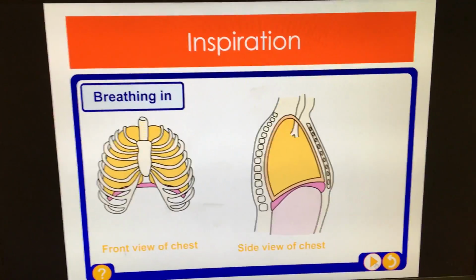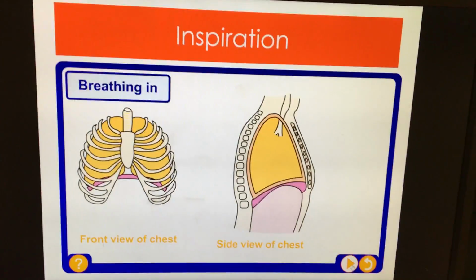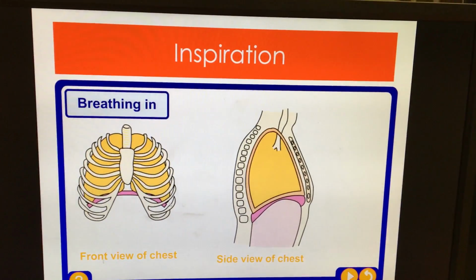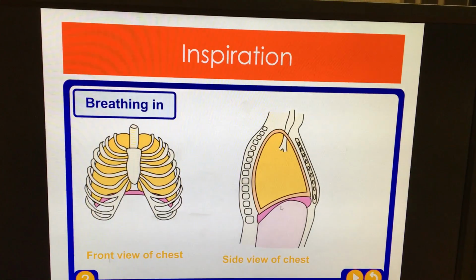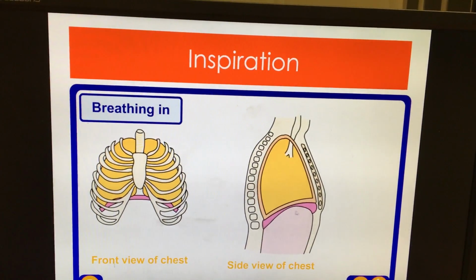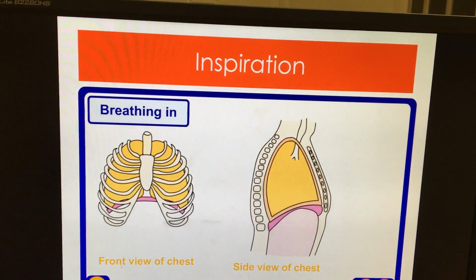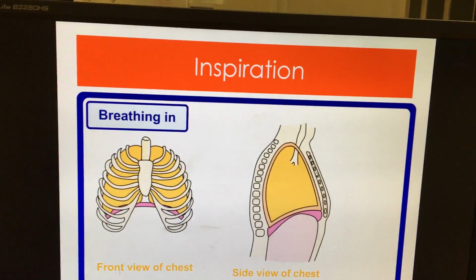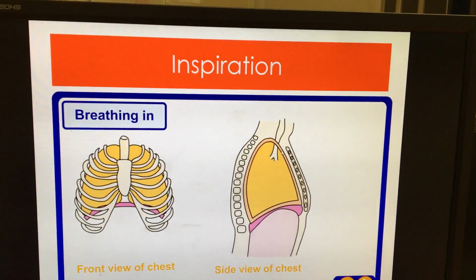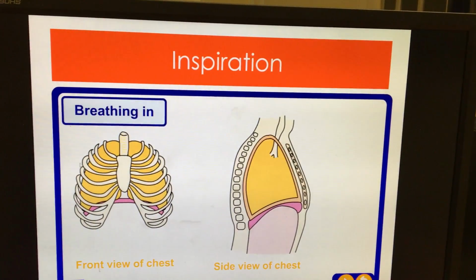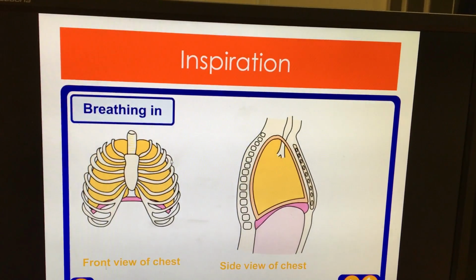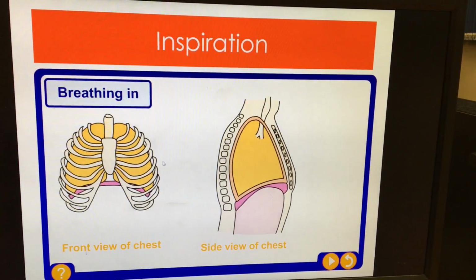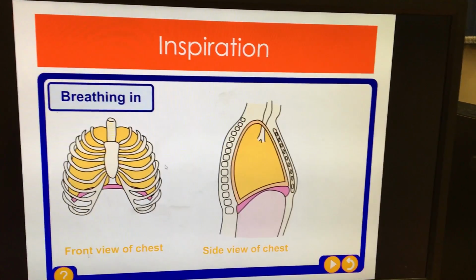Alright, so we're going to look at inspiration and the mechanics of breathing, so effectively breathing in and out. Inspiration is breathing in, and here's a diagram. We can see that this here is your diaphragm, this pink sheet here, and also on here. Obviously this is your lungs. These are your intercostal muscles between your ribs, and they can't be viewed here, but they would literally be between these ribs here. So what we're going to look at is what happens when you breathe in.